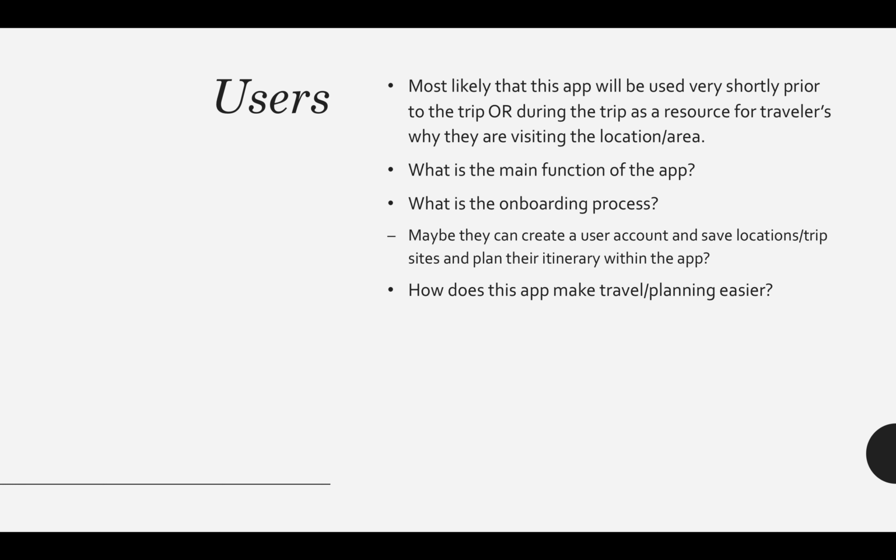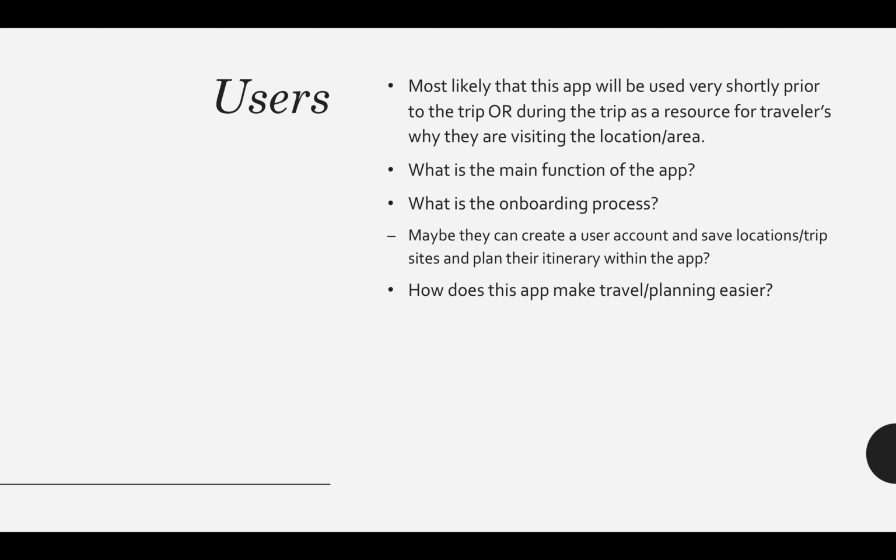It can be a little bit more specific, or you can choose to focus on a certain feature of the app in your prototype. So, what is the onboarding process? Like, how do they get into the app? Are they able just to get in, or can they log on and create a user account? Can they save locations, customize? Can they look at trip sites? Can they plan their itinerary in the app?